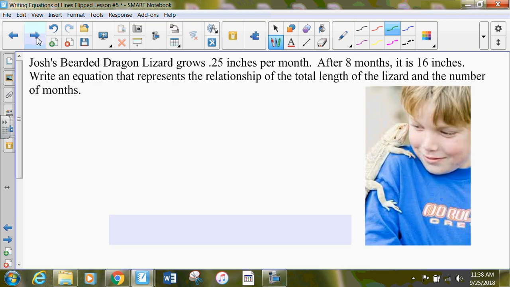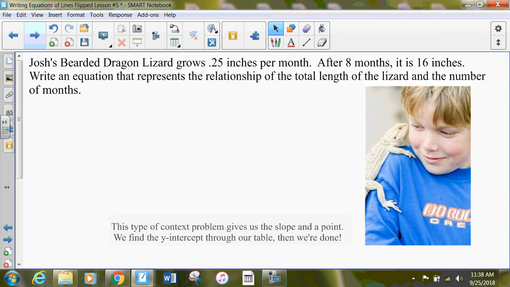So here we have another type of word problem. Josh's bearded dragon lizard grows 0.25 inches per month. After 8 months, it is 16 inches. Write an equation that represents the relationship of the total length of the lizard and the number of months. And so with this, it's different, right? This type of context problem gives us the slope and a point. And then we're going to find the y-intercept through our table.